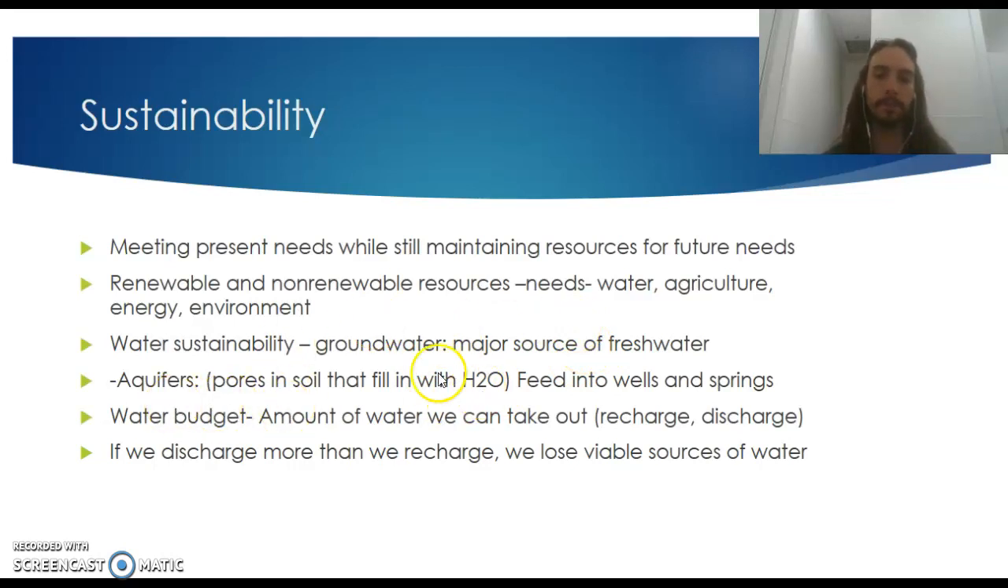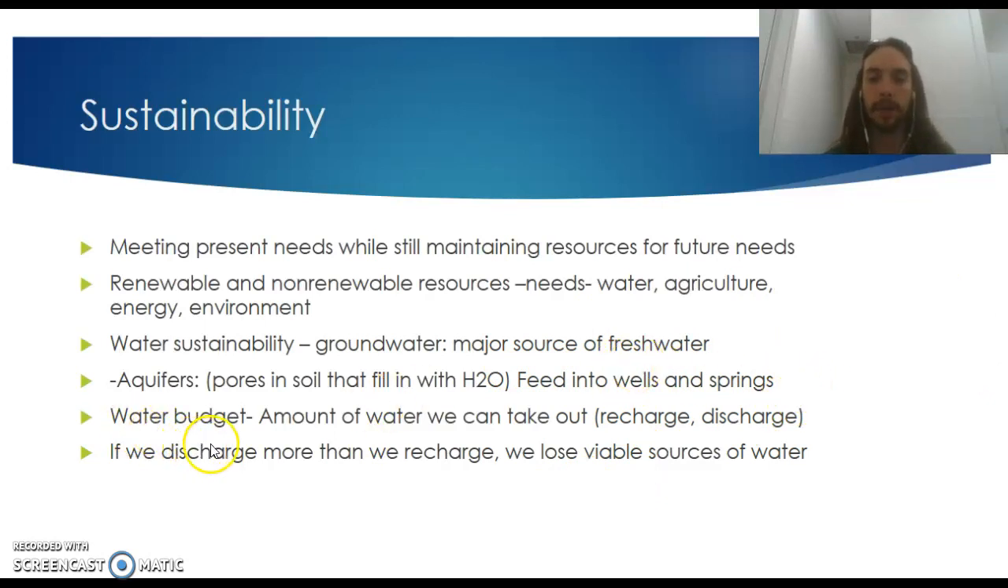Groundwater is mainly supplied by aquifers. And if you remember from past lectures, groundwater is just water that fills into pores in the soil. So it's not just like this huge lake that you can go swimming around in under the ground. It's just soil that's been permeated with water. So it's just really, really damp soil, basically. And aquifers feed into wells and springs. So that's how we get a lot of our water.